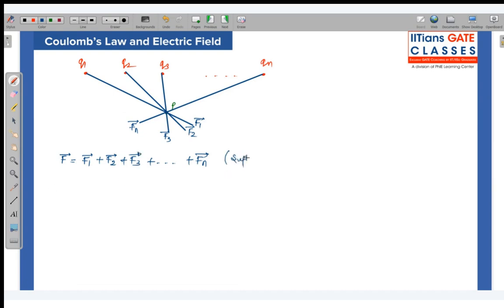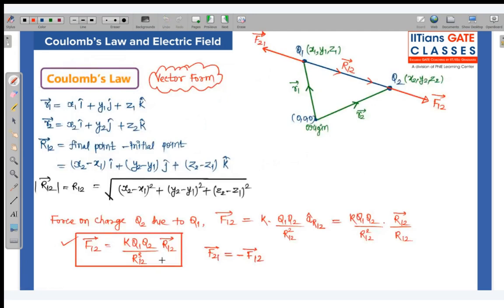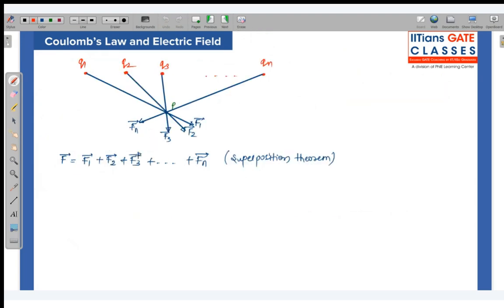I'm not going into detail because of the derivation, or how we will write the F1, F2, F3 values. These things we will cover in our detailed classes. The direction is along the line joining, but what will be the magnitude of the force? How do we calculate the force value in vector form? All these things we can write for F1, F2, F3 according to the law which we have discussed for two point charges. So these things we can apply here also.